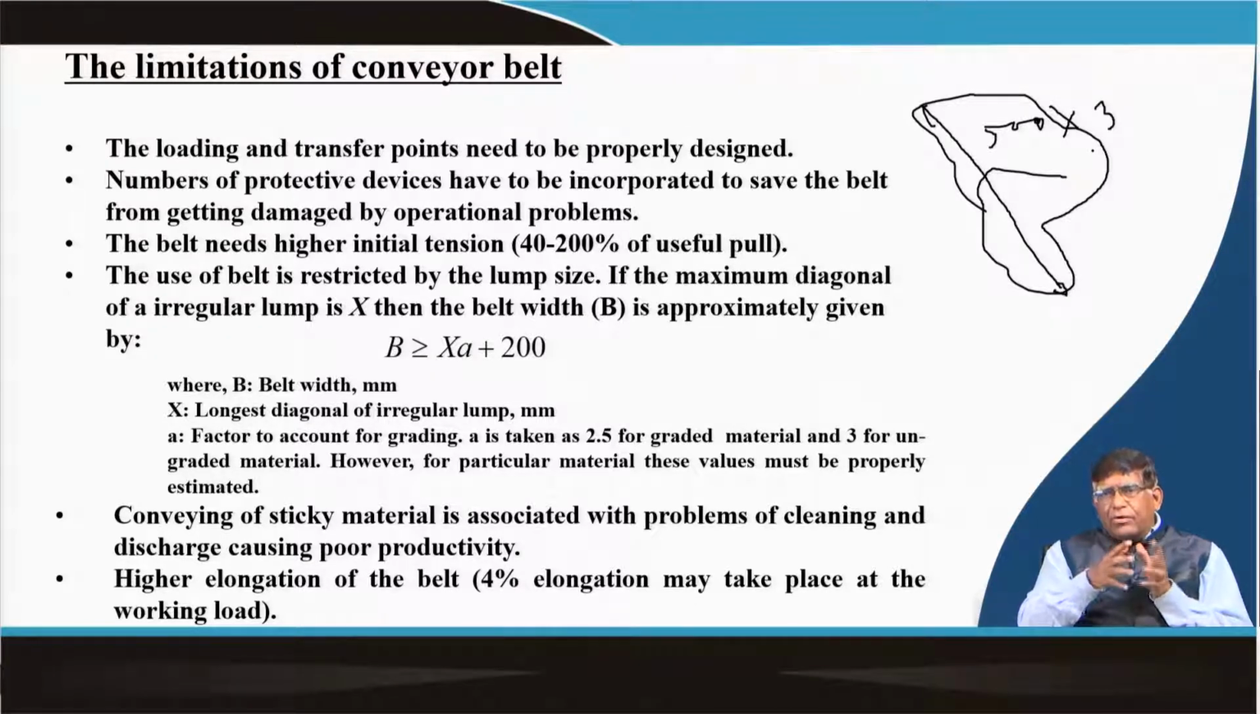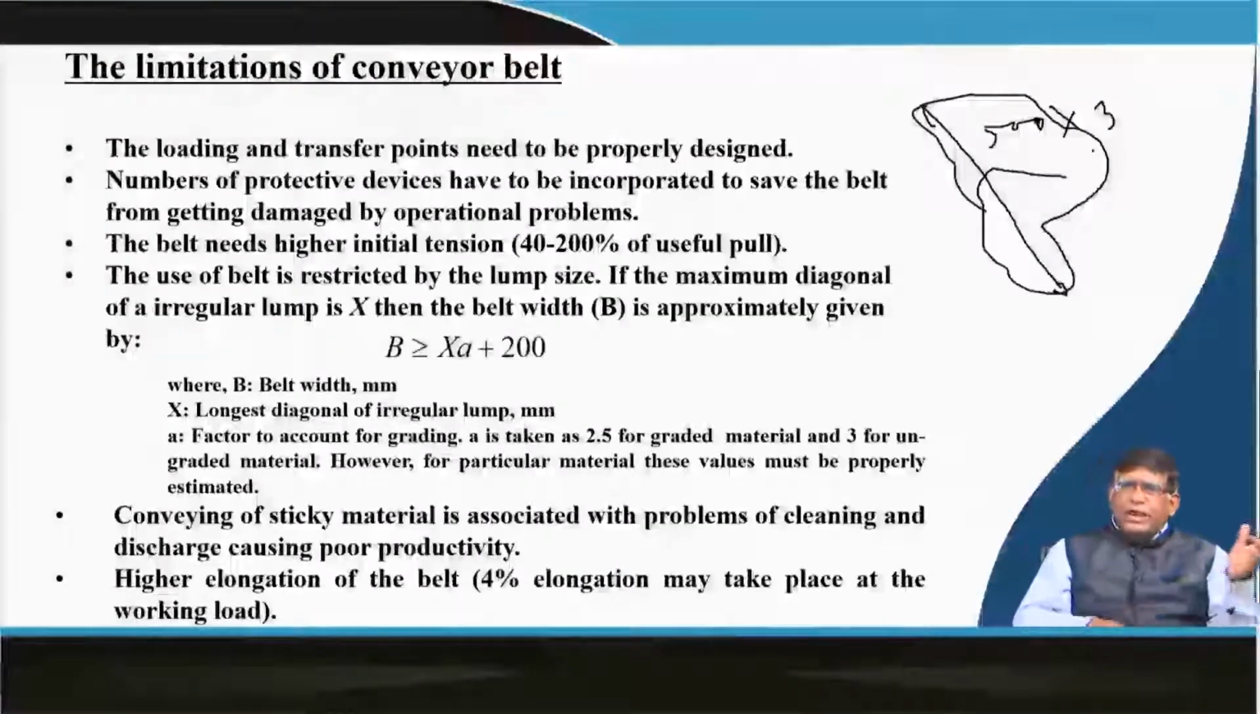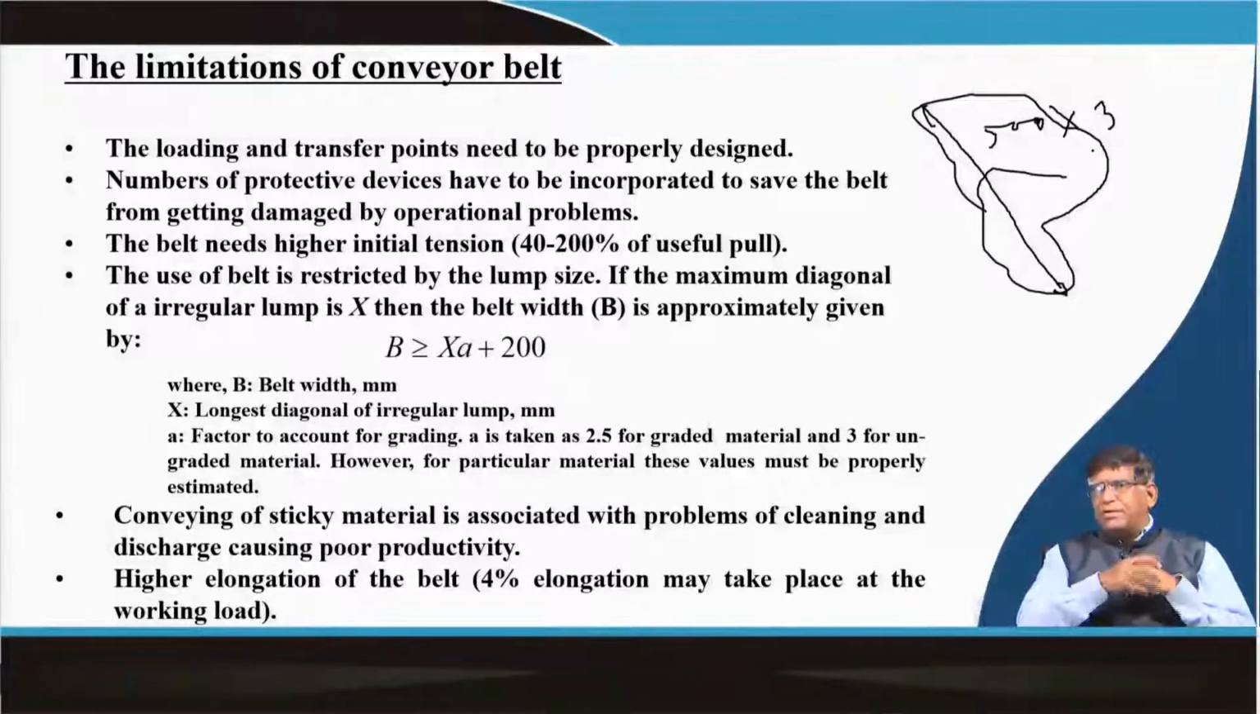Now during the operations you cannot change the belt. If you have a 1600 millimeter conveyor belt already put over there, then what you will have to do, if such a big lump comes, is separate it out before loading onto the conveyor, otherwise there will be a problem. And that is why you need an in-pit crusher, which will crush the big lumps and put them onto the conveyor belt.